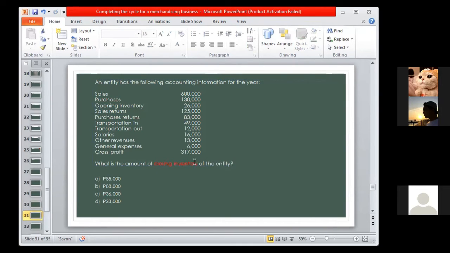Same information pero closing inventory ang hinahanap ngayon. Anong magiging sagot natin dito? Letter A, 85,000. B, 88,000. C, 36,000. Or D, 33,000. Okay, solve.